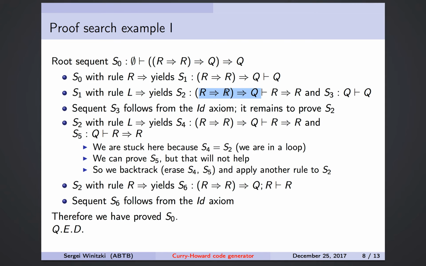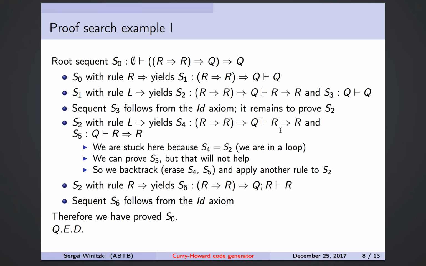So we're in a loop. We wanted to prove S2, and rule left implication tells us we again have to prove the same sequence. So this is a no-go. We need to backtrack, so we erase S4 and S5, so we undo this step. So after this step, we need to apply some other rule to S2, not the left implication.